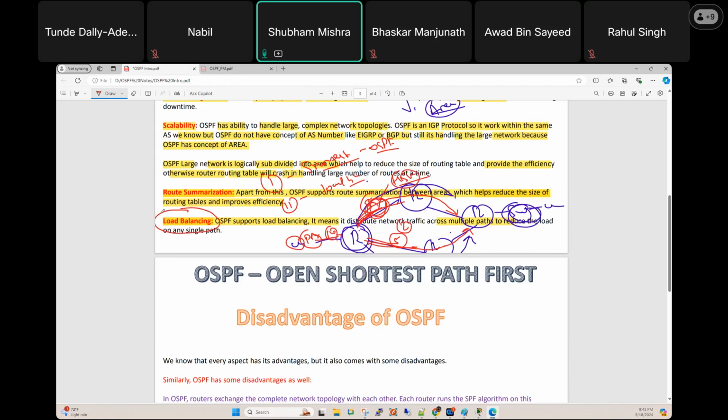So OSPF supports this feature, load balancing. When you perform load balancing, you can reduce the load on the particular link. You can just distribute the traffic between the links. So some packets I send through this link, and some packets I send through this link. Getting my point, everyone?